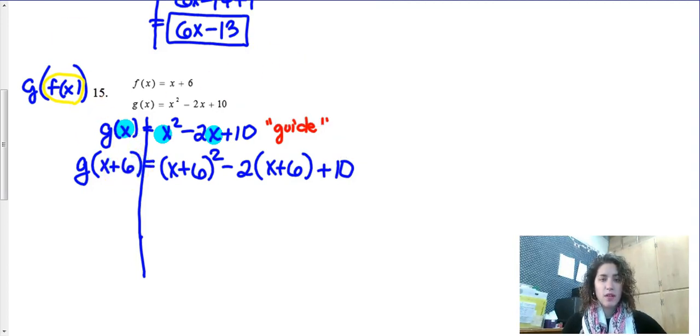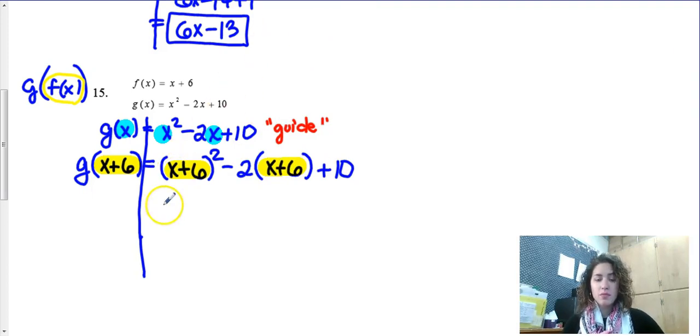And using my colors again, I want to change my color. So if you look at the blue and now you look at the yellow, see how closely that lines up, literally exactly? Wherever there was x, that input now became x plus 6. So x squared became x plus 6 all squared, minus 2x became minus 2 times x plus 6, and then the plus 10 is along for the ride.